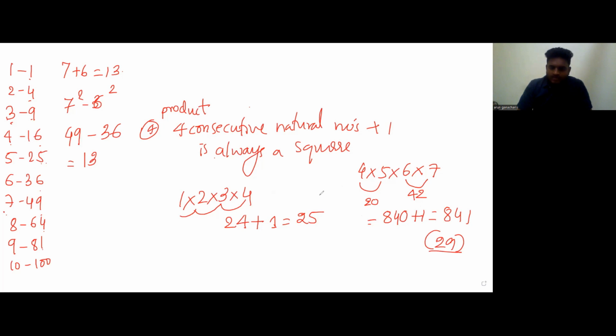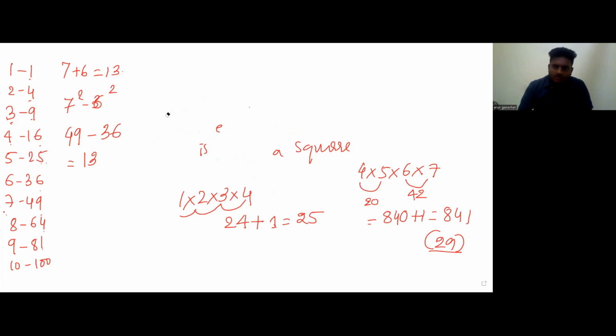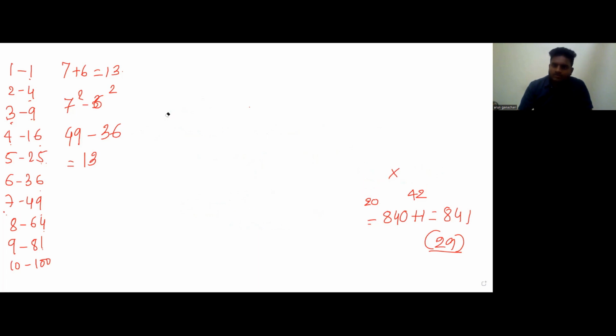And the final point is the fifth point. The fifth point is a number having an odd number of zeros. A number having an odd number of zeros will never be a perfect square.